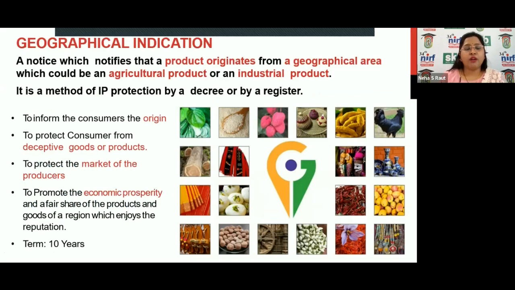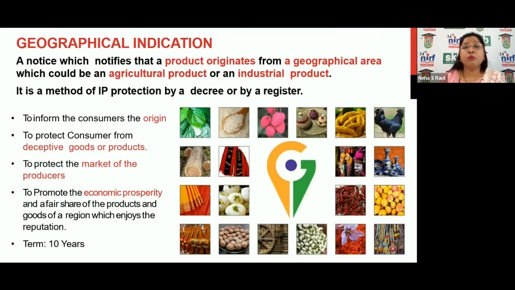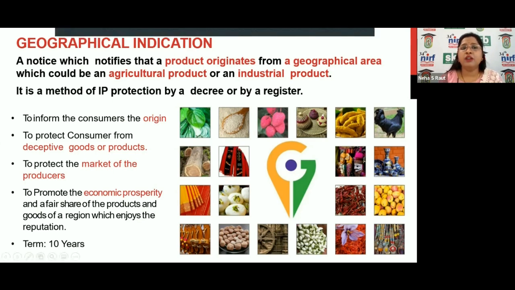Now moving to the most important one, that is geographical indication, which gives more value to the area, right? And that's why we specifically would like to roam around the different areas of our country. So here you can see the notice or document which notifies that the product originates from a geographical area, which could be an agricultural product, an industrial product, or a food product, right? This method of IP is protected by a decree or by a register. There is a register in the Controller General of Patents and Trademarks Office, where all the things protected under the geographical indication are mentioned.